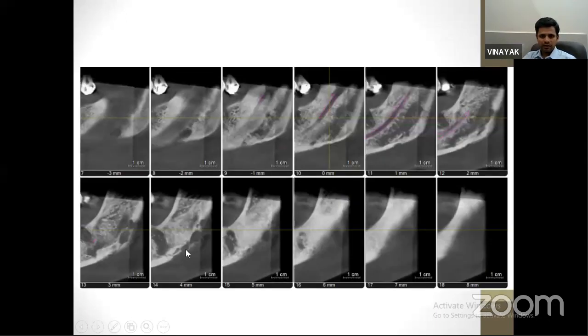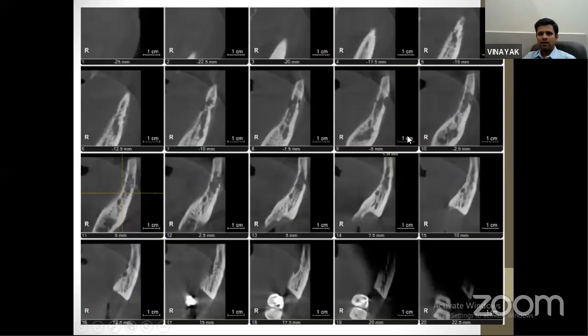You can see it in the sagittal sections as well as the axial sections. So mixed opaque radiolucent lesion with sequestrum in between. History of extraction, chronic inflammation. Clinically also the patient will have swelling, pus discharge.